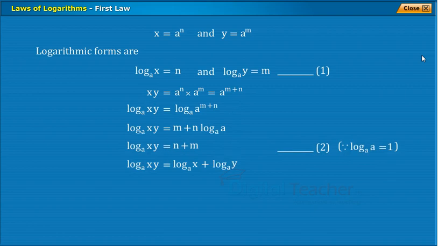Log xy to the base a is equal to log x to the base a plus log y to the base a. So, if we want to multiply two numbers and find the logarithm of the product, we can do this by adding the logarithms of the two numbers. This is first law of logarithms.